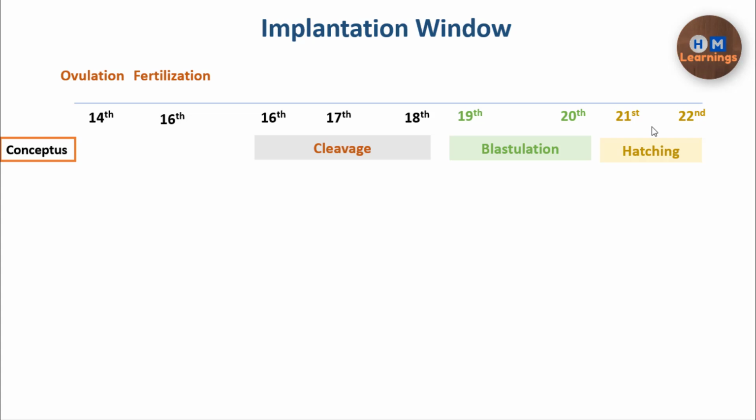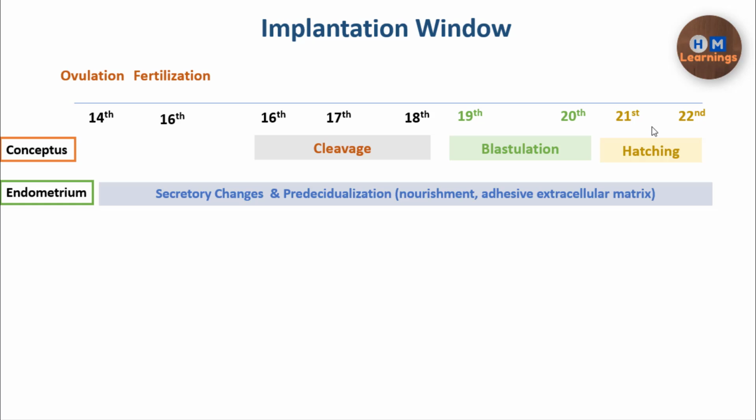Now during this time, simultaneously there are changes happening in the endometrium. Even if fertilization has not happened, changes such as secretory changes and pre-decidualization are going to happen, irrespective of whether fertilization has happened or not. After ovulation, we know that the secretory phase of the endometrial cycle starts. The endometrium is undergoing those changes which make it capable of attaching to the conceptus as well as providing nourishment to the conceptus.